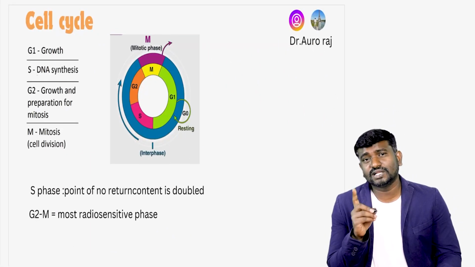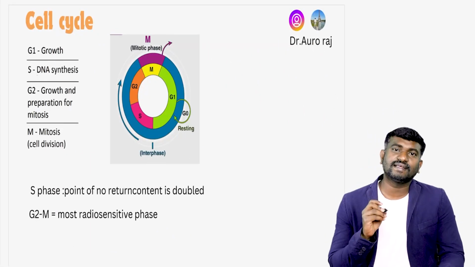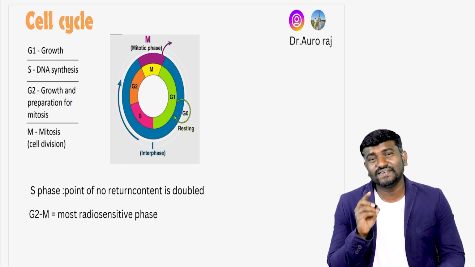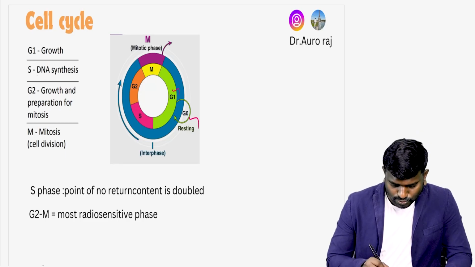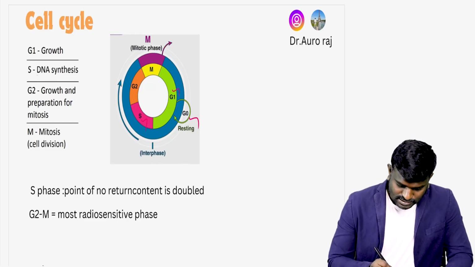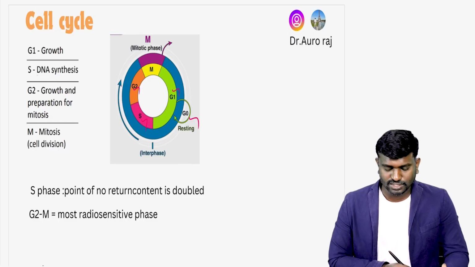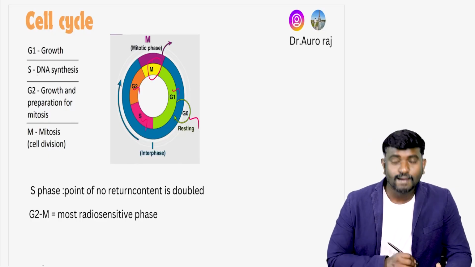Cell cycles are very important. G0 is for resting, G1 is for growth, S is for what? Synthesis. G2 is for what? Preparation for mitosis along with growth, and M is for mitosis.